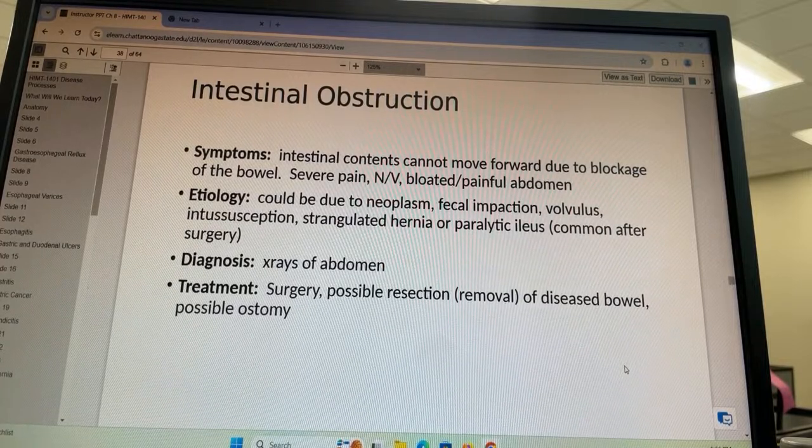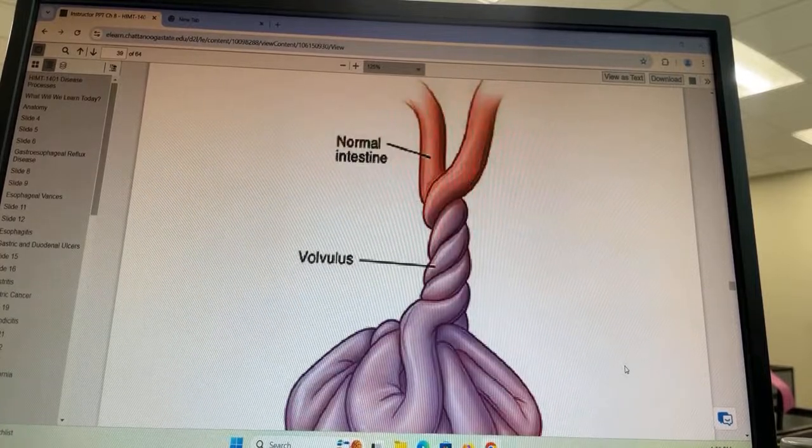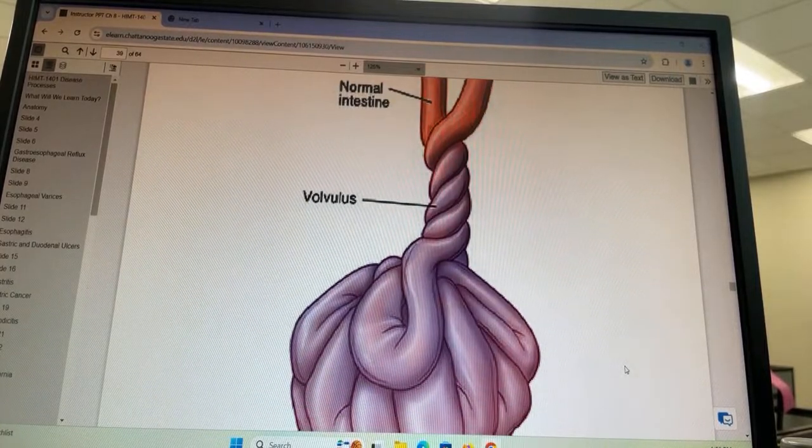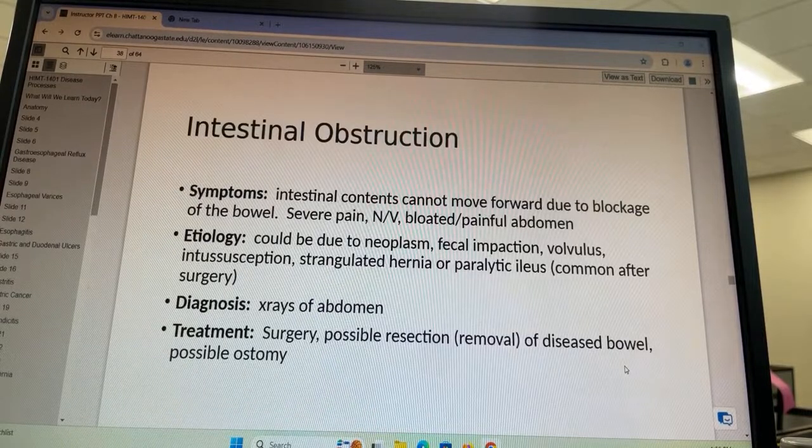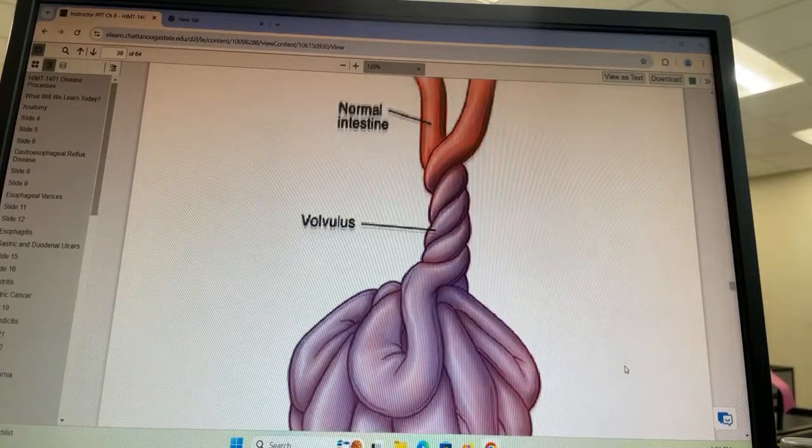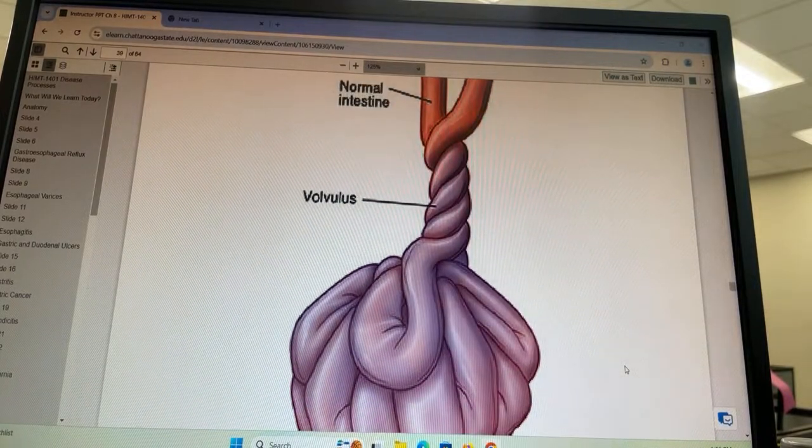Possible resection means removal. So for example, if this whole bit died because the blood supply was blocked off for so long and the tissue got necrotic and you can't save it, you have to go in there and take it out. And then again, possible ostomy. So let's say this whole chunk got taken out, they might have to have a temporary ostomy until they can reconnect it to a place of healthy bowel.